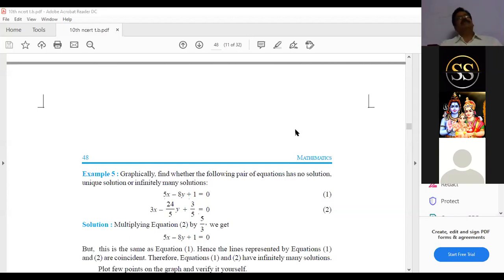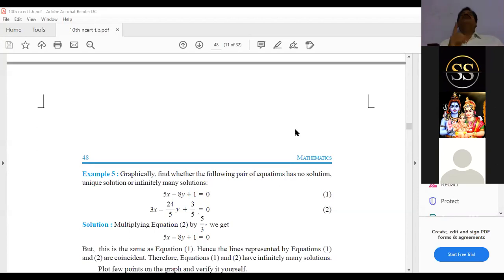And the third one: if A1 by A2 is equal to B1 by B2 is not equal to C1 by C2, they are inconsistent. The graphical representation is parallel lines. They have no solution. We need not solve inconsistent equations. This is the box you must remember, everyone. Then you have no doubt.